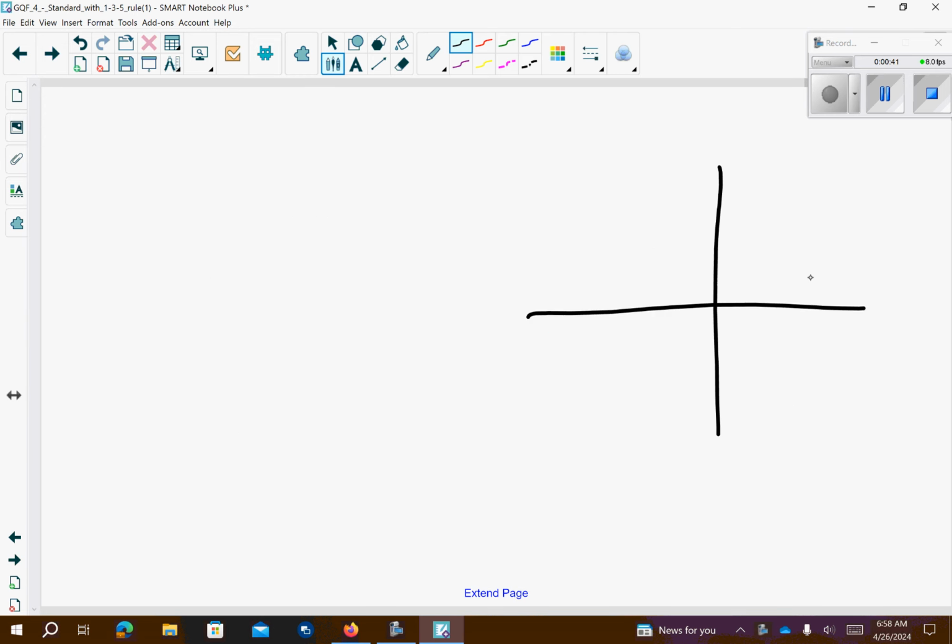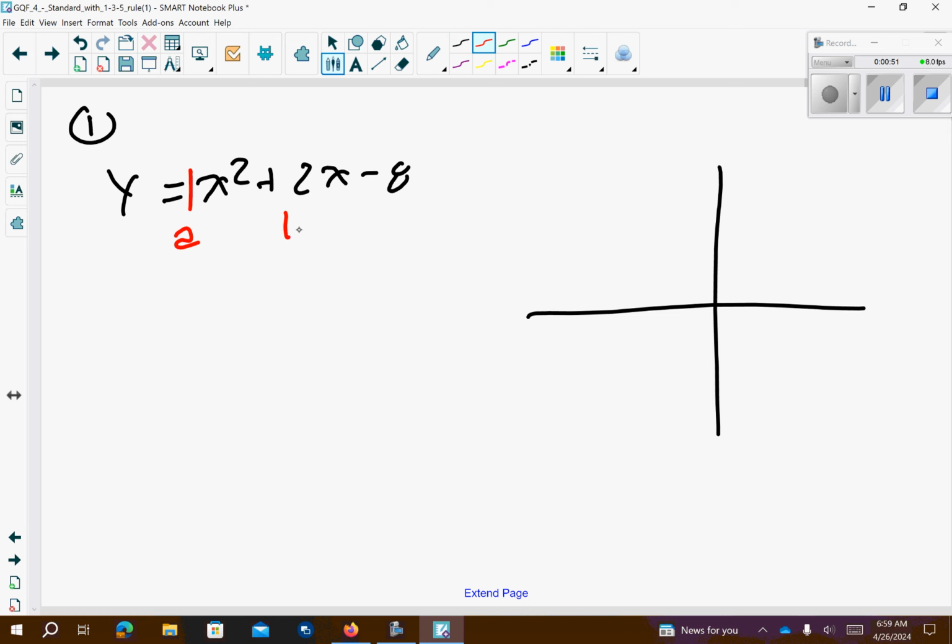All right, so xy axis, we have y, this is problem number 1, y equals x squared plus 2x minus 8. So my a value is 1, my b value is 2, my c value is negative 8. We're going to use x equals negative b over 2a. So I'm going to get negative 2 over 2 times 1, which just comes out to negative 1. So that's our axis of symmetry.